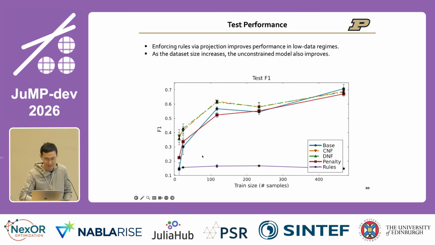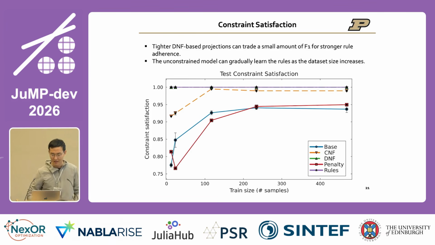Now, if you just use the base model, which does not have any rules, it is purely data-driven. It also does not do very well when the amount of data is low. But if you embed the rules with the base model, as you can see, we have the CNF, DNF type of formulation here. You can get a significant increase in the F1 score when you are in the low data regime. Now, the other thing is about constraint satisfaction. So by construction, the DNF always satisfies the constraint. The CNF does not rigorously satisfy the constraint, but for most of them, heuristically, it does satisfy the constraints.